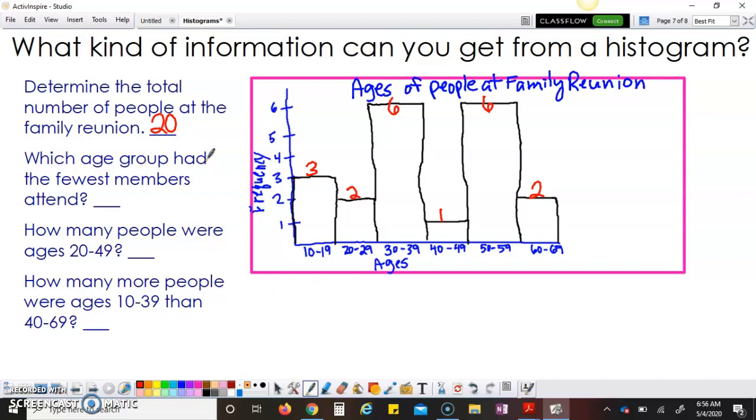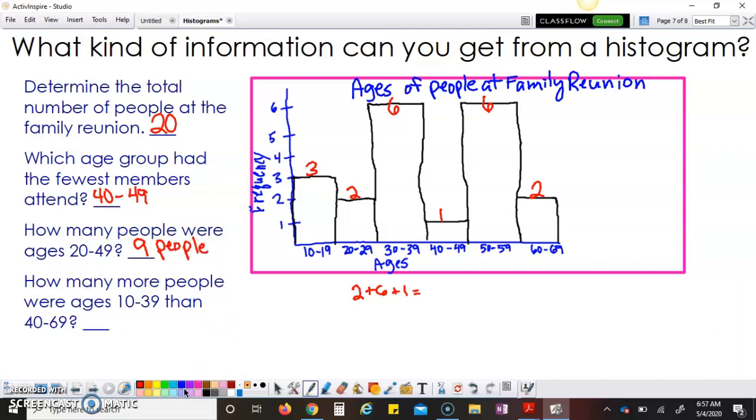Okay. Which age group had the fewest members attend? Okay, that is easy. We only had 1 person that was between the ages of 40 to 49. So in this case, we would say 40 to 49 was our age group that had the smallest amount, 1 person. Okay, another question you can answer is how many people were ages 20 to 49? So we've got 2 people that are 20 to 29. We've got 6 people that are 30 to 39. And we've got 1 person that is 40 to 49, 6, 7, 8, 9. There are 9 people that were ages 20 to 49.